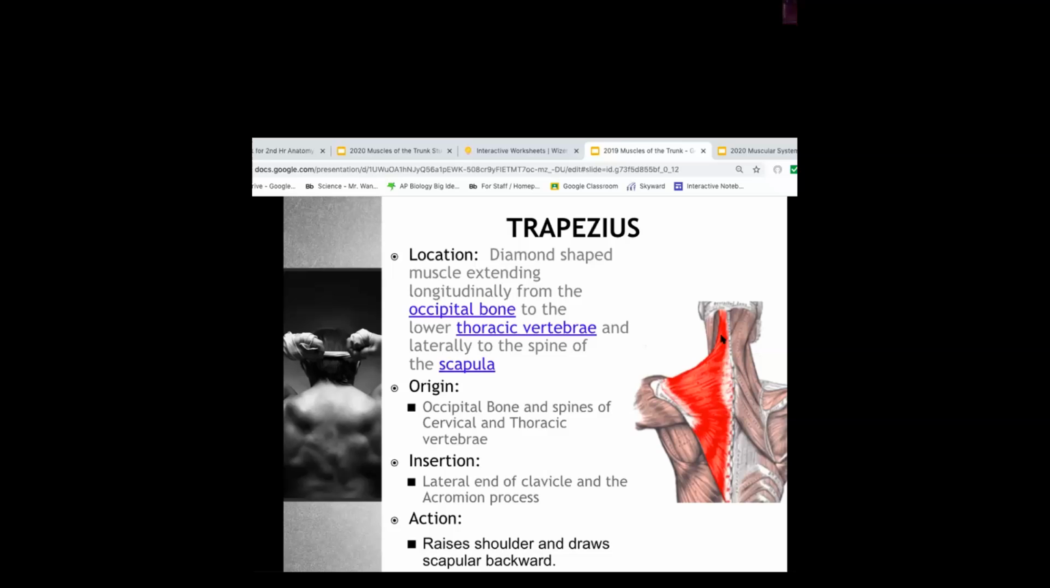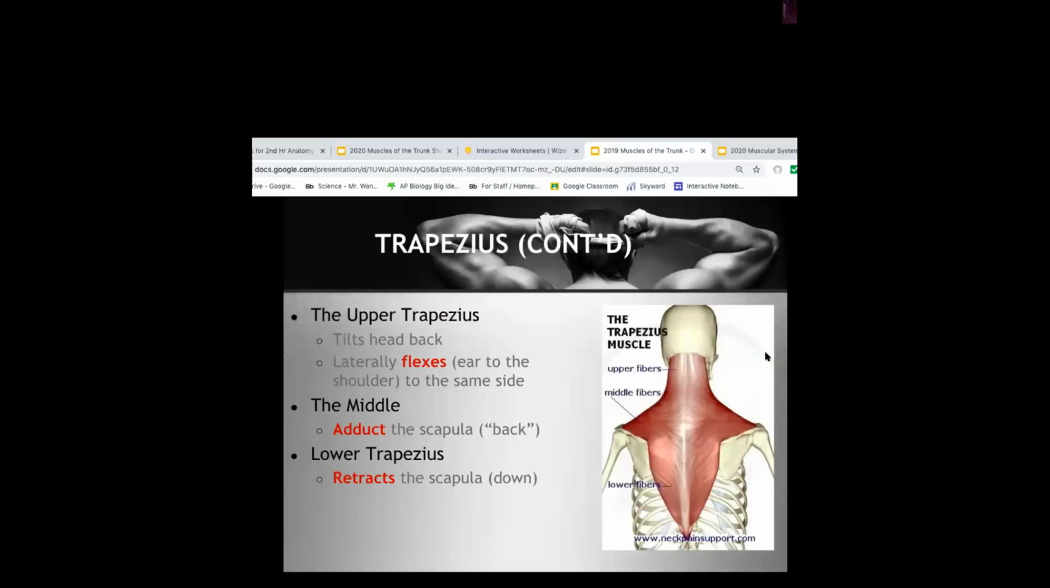Okay. Any questions so far? Three muscles. I was told I went too fast last hour, so I want you guys to slow me down if you need to. So this is showing you the three different sections here.